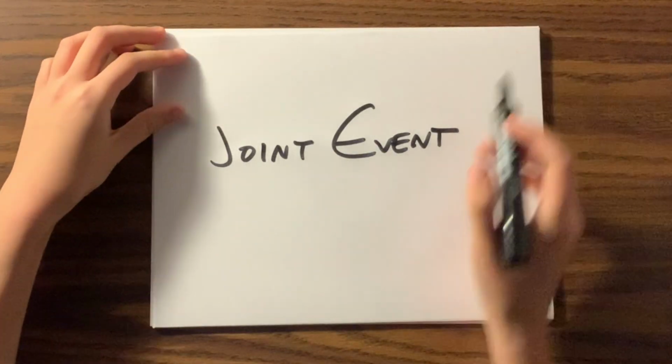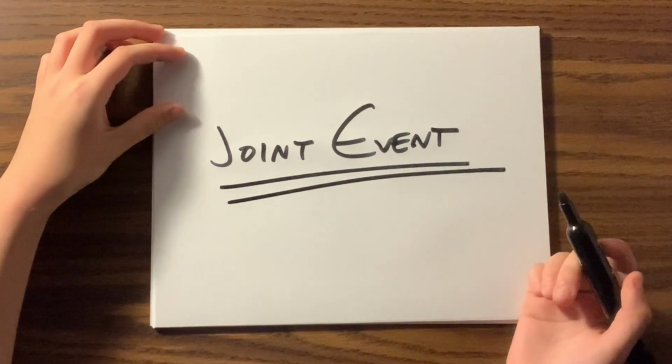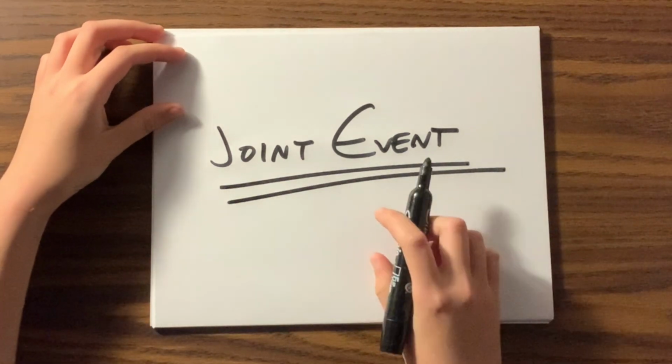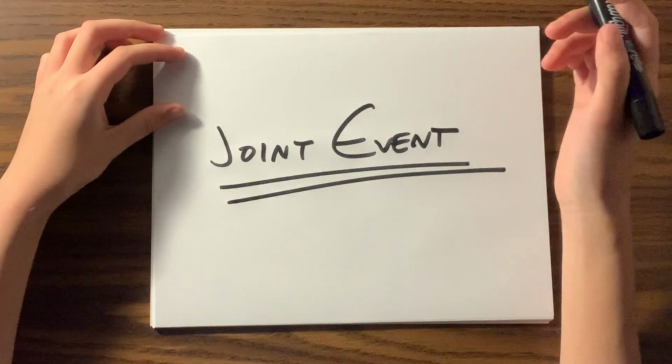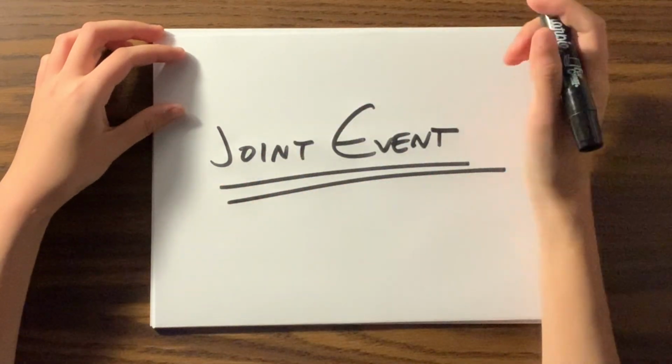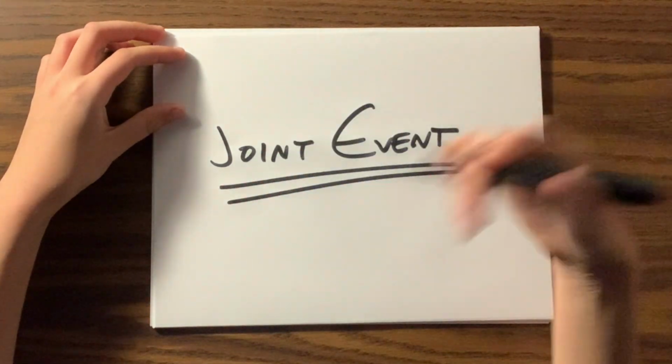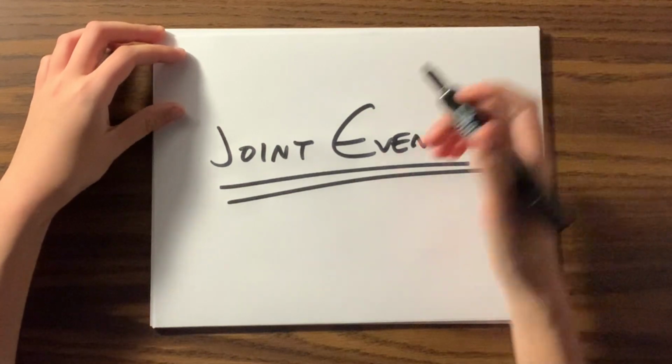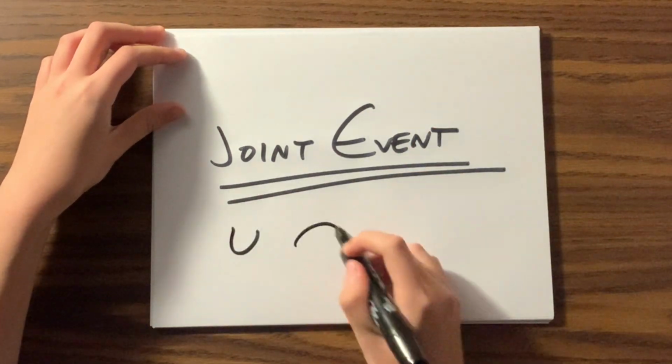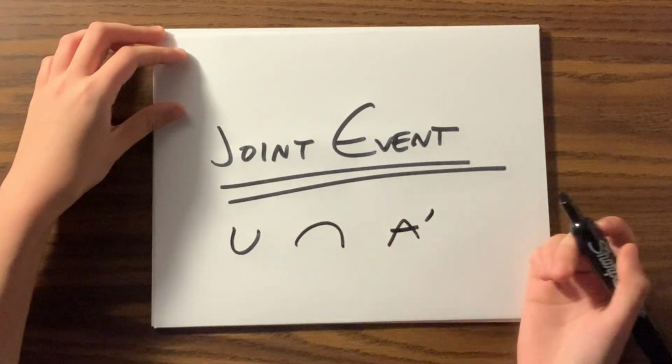Today we're going to be talking about joint events. So what exactly is a joint event? Joint events are created by applying just the basic set operations. As we learned in the first video, we have set operations like a union, an intersection, and complements.